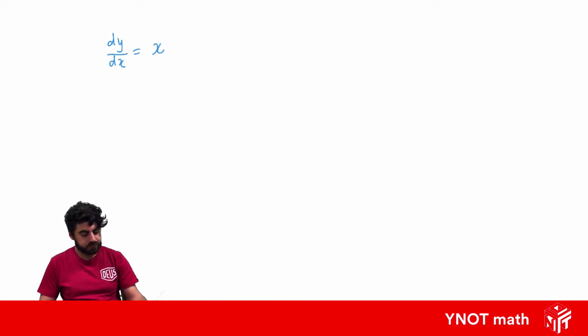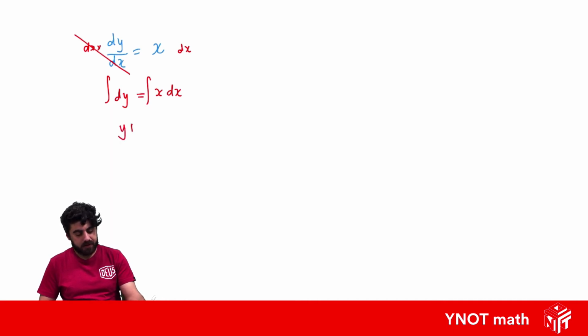And one way we can think about this is if we take both sides and multiply by dx, these dx's will cancel out and we get dy equals x dx. And now we can integrate both sides. And the integral of 1 dy is just y. We can add a constant here, so let's just call it c1. And the integral of x dx is just x squared on 2 plus another constant with this integral.